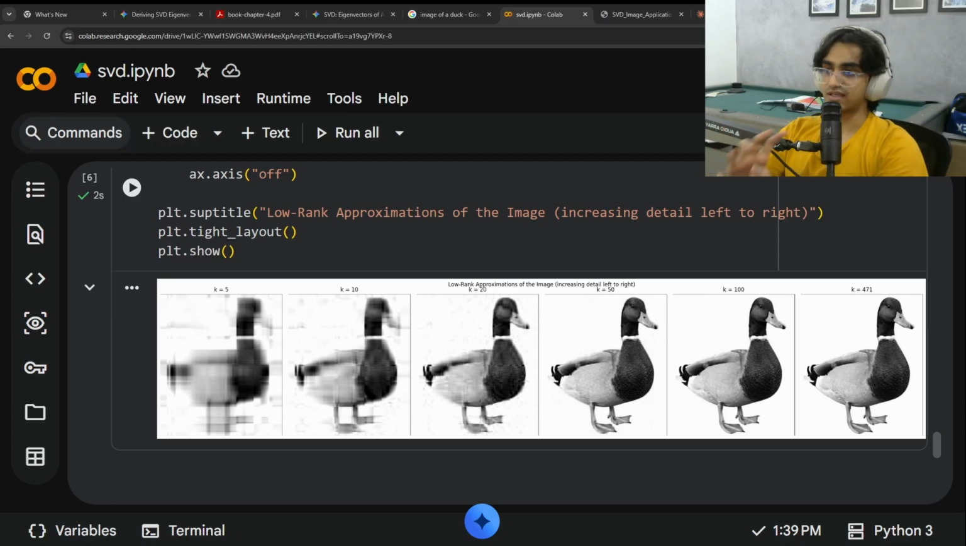So this way, it's very useful. This is one of the applications of SVD. It's very useful for compression.